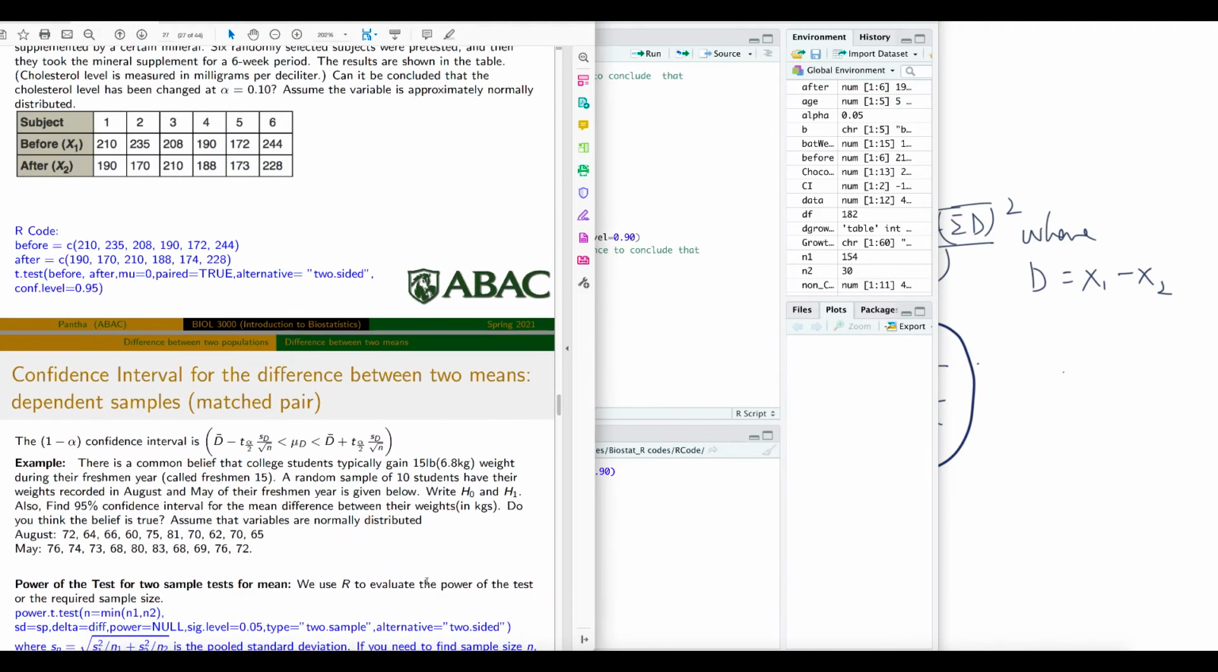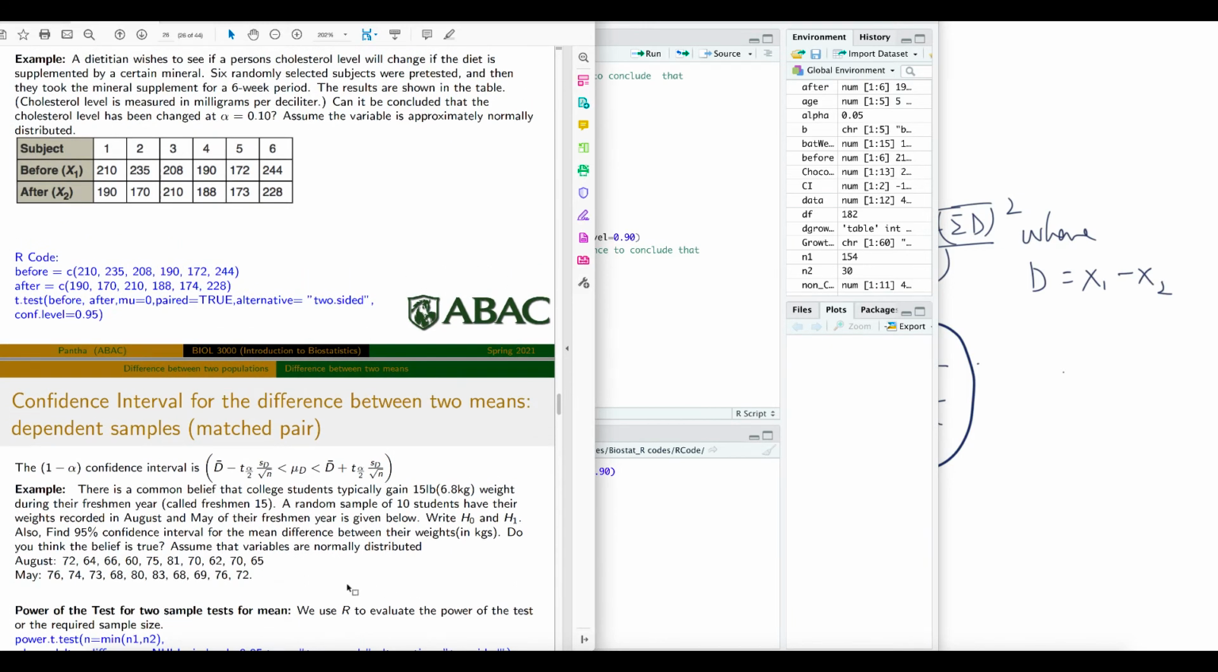Okay, so what I'm going to do here is I want to do it by R, but let me read this question first. There is a common belief that college students typically gain 15 pounds during their freshman year, called the freshman 15. A random sample of 10 students have their weight recorded in August and May of their freshman year, given below. Write H0 and H1. You need to write the null and alternative hypothesis.